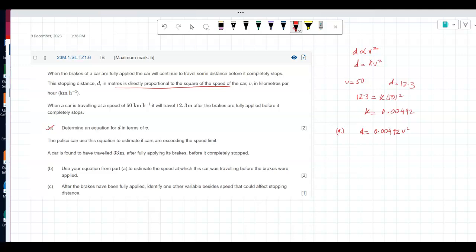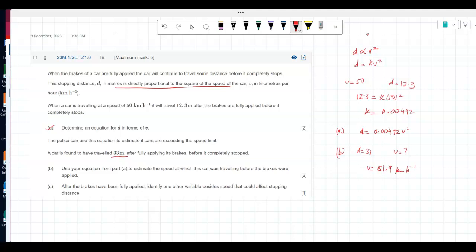A car is found to have traveled 33 meters after fully applying the brakes before it stops. Use the equation to estimate the speed the car was traveling. Are you ready? The distance the car is found to travel is 33 meters, which means your distance is 33 meters. Correct? So you solve that, you have to find v. I got 81.9. 81.9 what? Kilometers per hour.